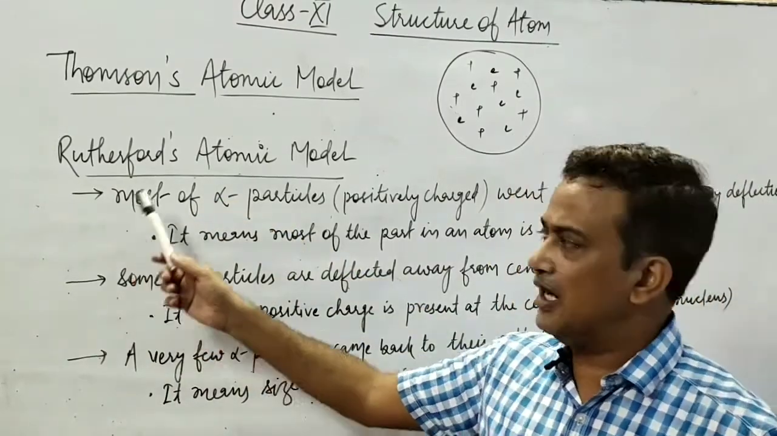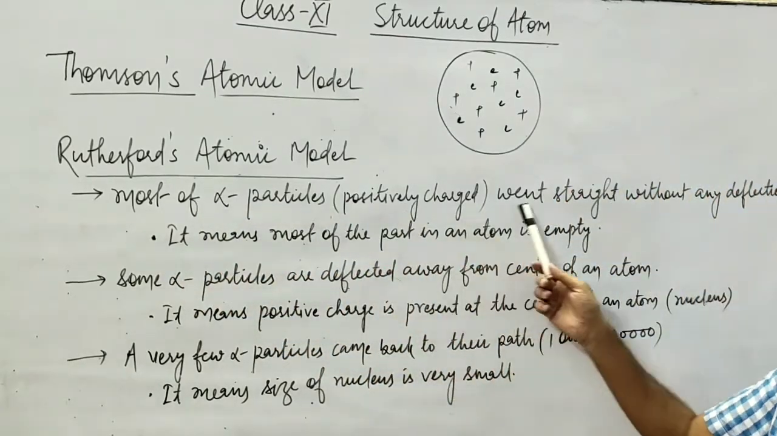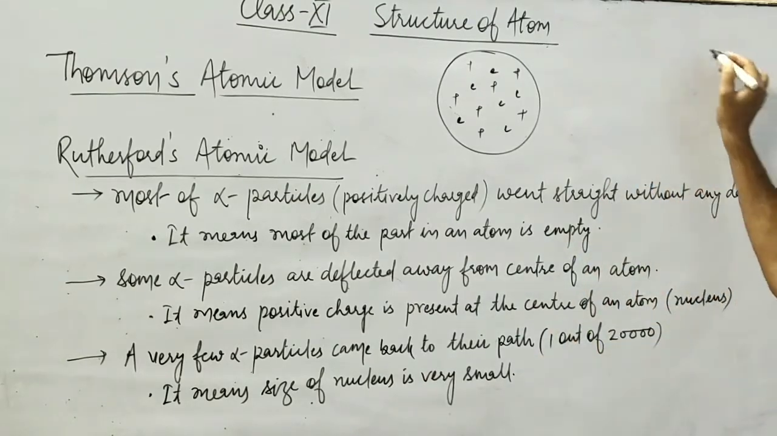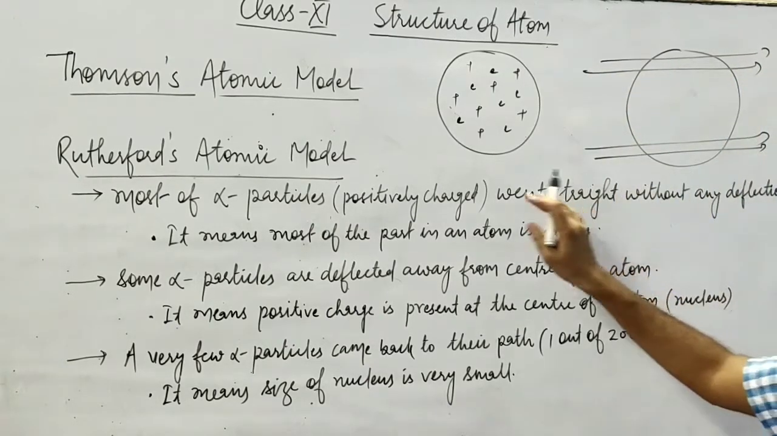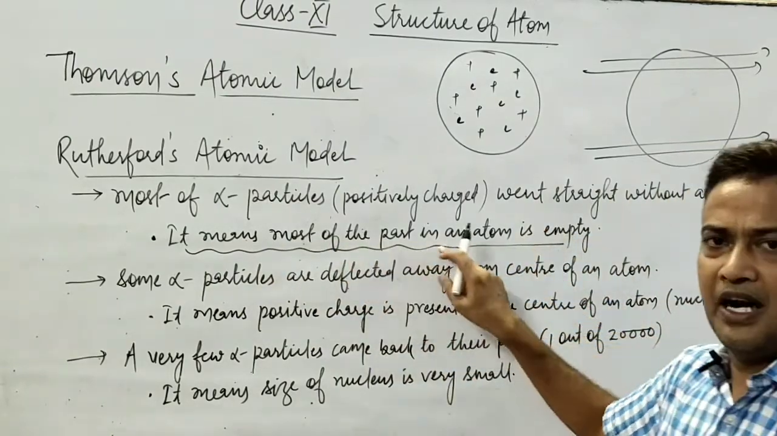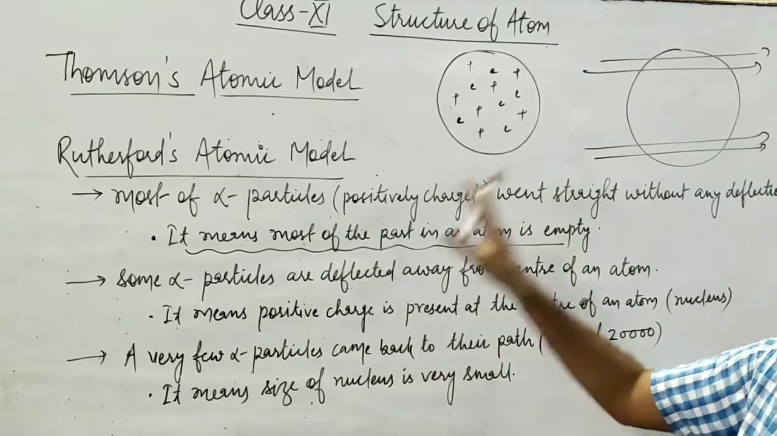The first observation made by Rutherford was that most of the alpha particles, which are positively charged, went straight without any deflection. Without deflection, the conclusion is that most of the part of an atom is empty.